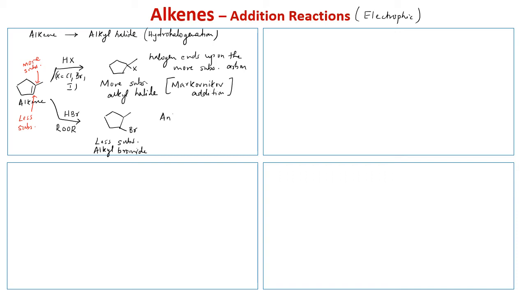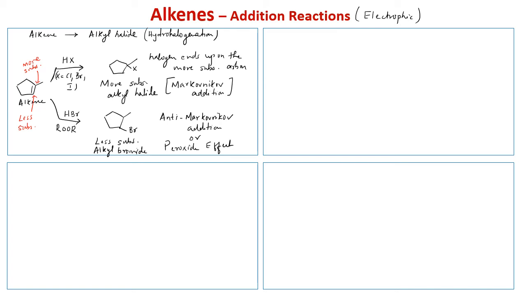This reaction is called an anti-Markovnikov addition. It's also called a peroxide effect in hydrohalogenation, because we're still doing a hydrohalogenation. We are adding HX, but we are able to add it in a different order, or go from the more substituted alkyl halide to the less substituted alkyl halide.